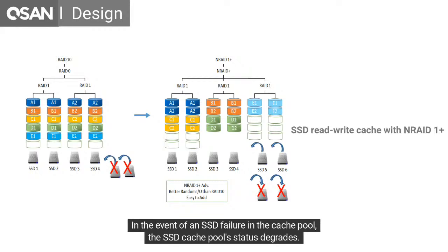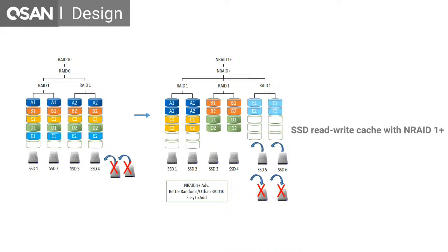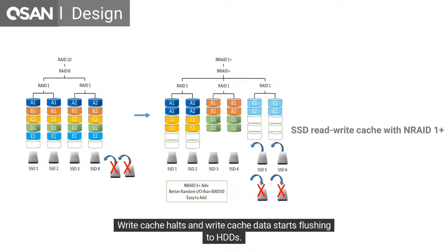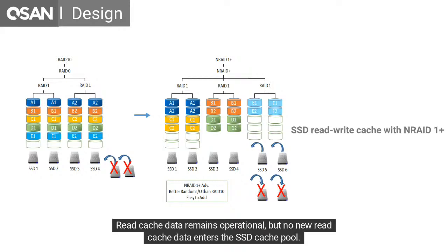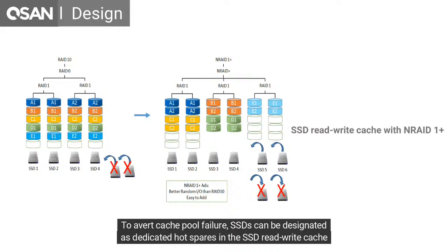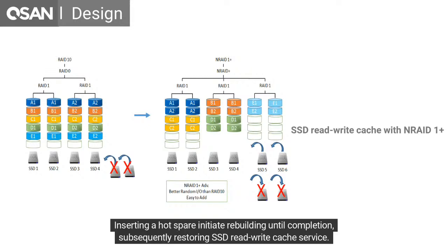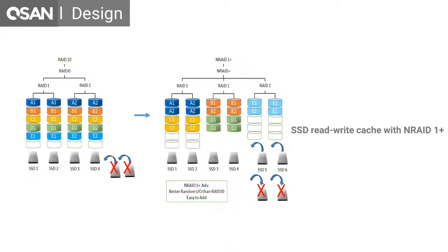In the event of an SSD failure in the cache pool, the SSD cache pool's status degrades. Write cache halts, and write cache data starts flushing to HDDs. Read cache data remains operational, but no new read cache data enters the SSD cache pool. To avert cache pool failure, SSDs can be designated as dedicated hot spares in the SSD read-write cache pool. Upon inserting a hot spare, rebuilding initiates until completion, subsequently restoring SSD read-write cache service.